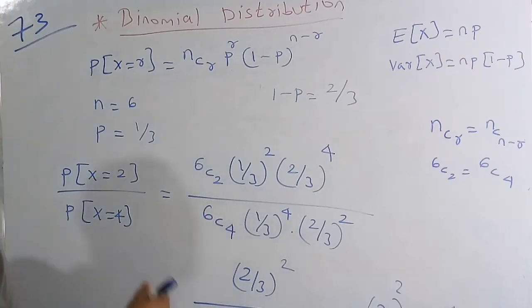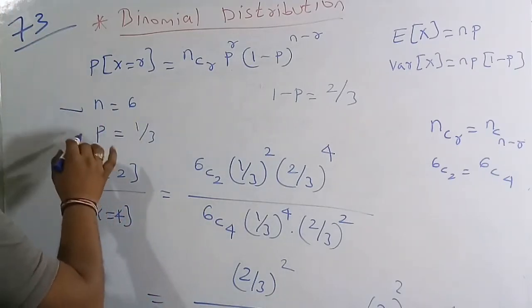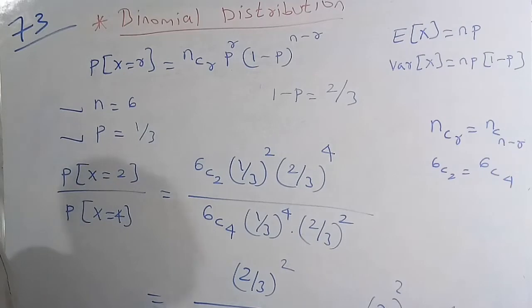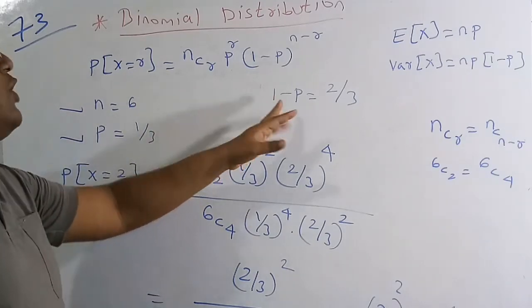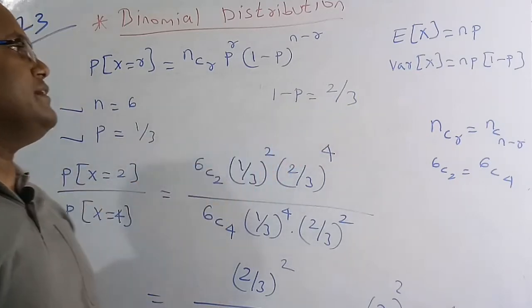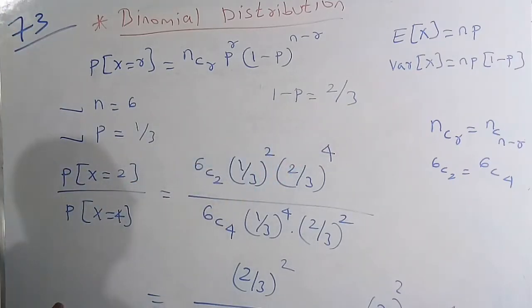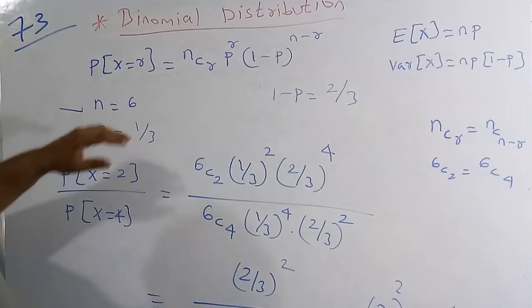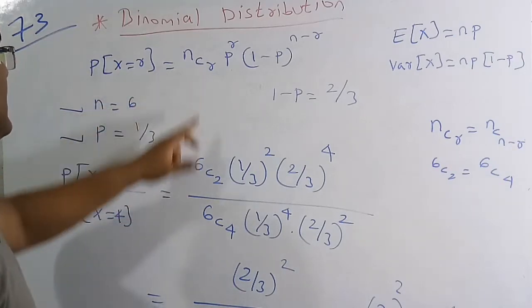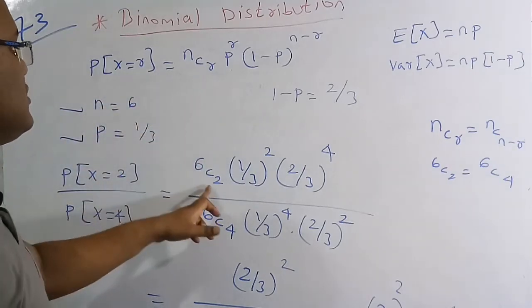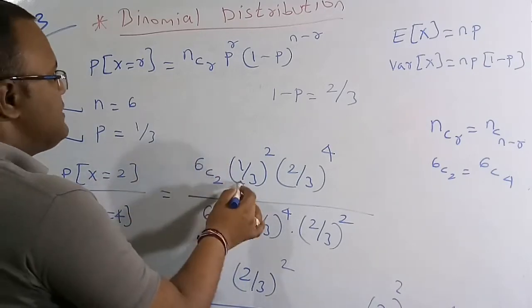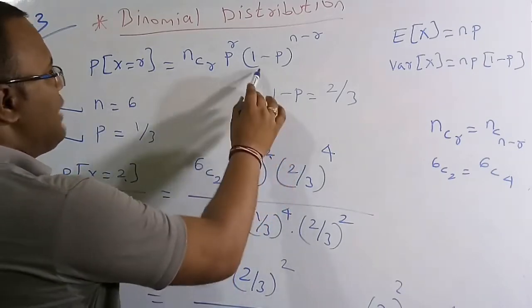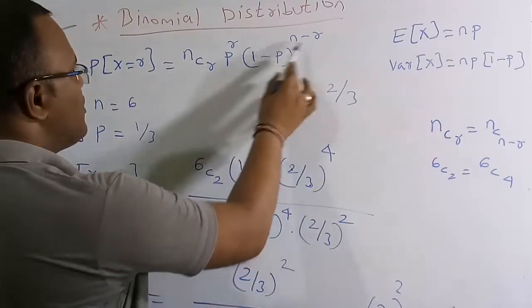In the question, they have given the number of trials is equal to 6 and the probability of the success of the event is equal to 1 by 3. So what is the failure? Failure is equal to 1 minus p, which is 1 minus 1 by 3, nothing but 2 by 3. Now we have to find the ratio of the probability of x is equal to 2 by probability of x is equal to 4. So if you substitute here n is equal to 6, whereas now r is equal to 2, so 6C2 into p value which is 1 by 3 to the power of r value 2, and 1 minus p is 2 by 3, whole to the power of n minus r.